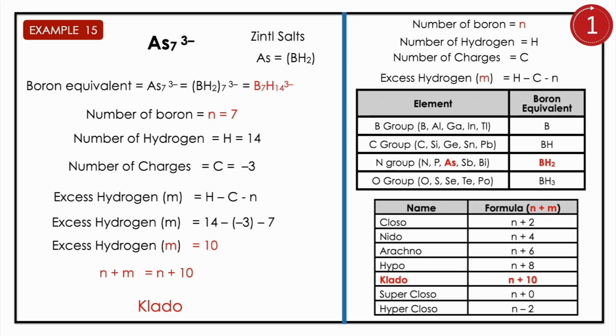M equals 10 means it is an N plus 10 system. If you look at the table, N plus 10 means clado structure. It is kind of unusual, but it has clado structure. So according to Wade's rule, the Zintl salt As7 3 minus has clado structure.